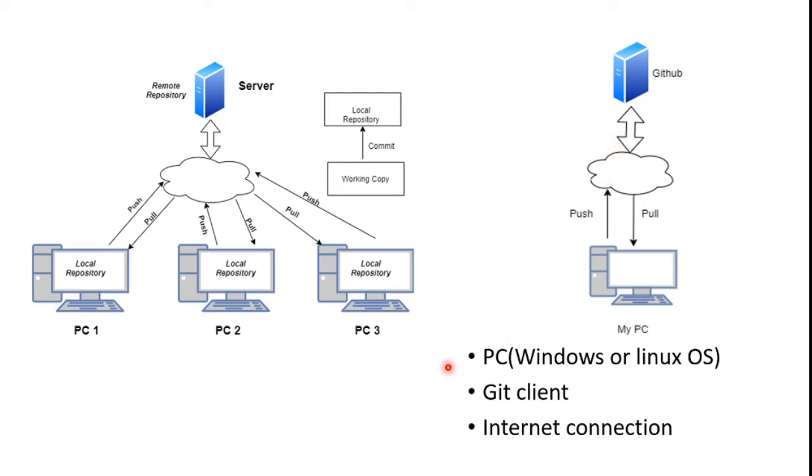So I'll basically need three things. One is a PC. It might be Windows, Linux or Mac. I have a Windows PC, and then a Git client. To access the GitHub servers, we'll need a Git client and an internet connection. While pushing and pulling the code from GitHub, we will need an internet connection, but for committing the code into the local repository, we don't need an internet connection.